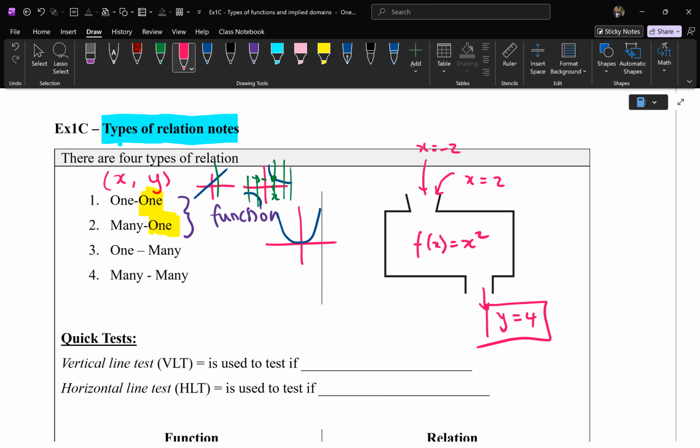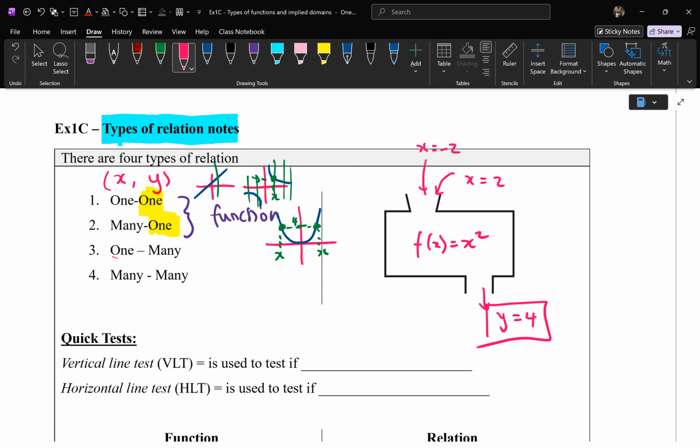So if you look at the graph, you can see that it happens when y is 4. There's only one y value. But how many x's are there? There are 2 x's. That's why we say many x to 1 y. That's what that represents. So it's a function, but it's many x to 1 y. So a classic example is quadratics.